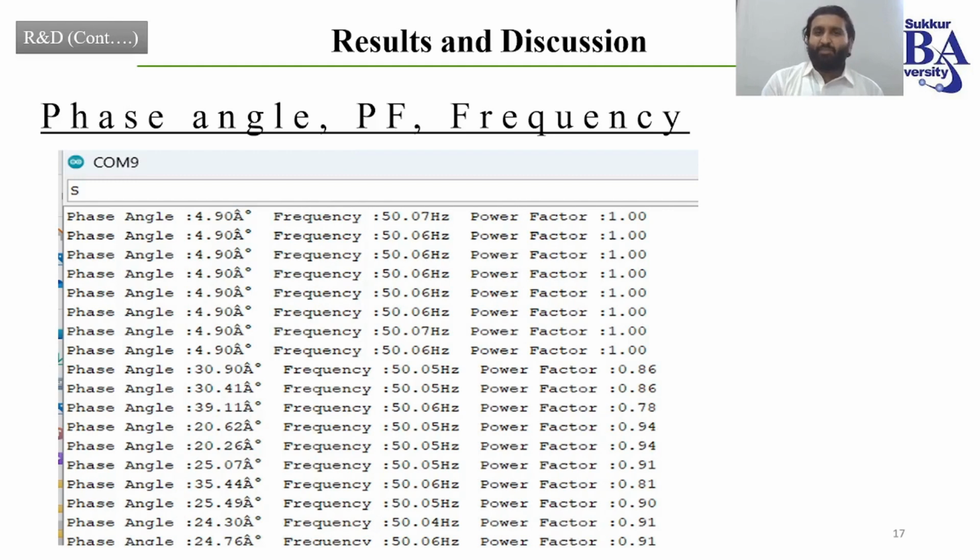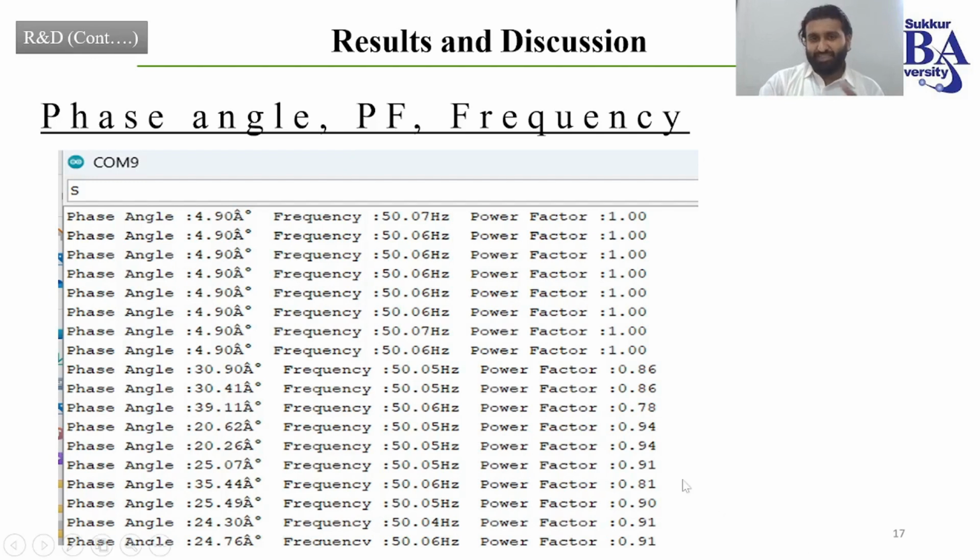This is the phase angle, power factor, and frequency. Phase angle is 4.9, 4.9, 4.9, and when we start decreasing, it becomes 30.9 and 40.939. It increased as we decrease the regulation. And frequency is almost the same while decreasing and increasing. It's 50.07 hertz. This is our power factor, 1. Actually, power factor is 1 because we are using only a resistor load, but if we start using other loads like inductive, then definitely power factor will get affected.